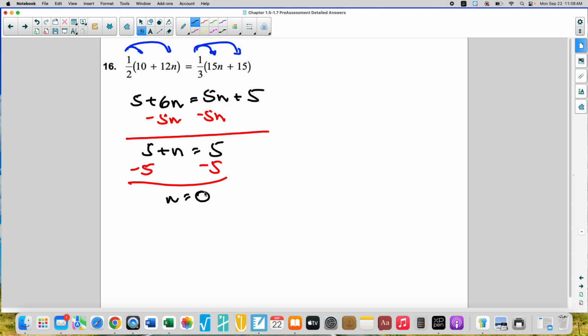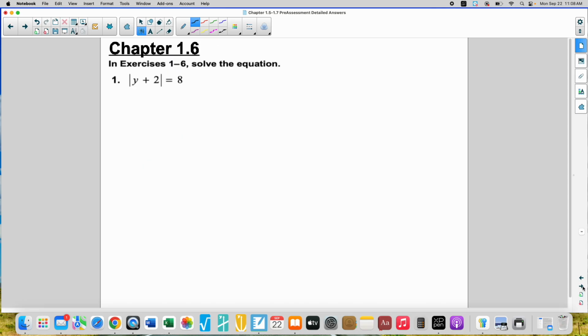N equals 0. You can get n equals 0. It is not no solution. N is a solution, or 0 is a solution. All right, now we got absolute values.